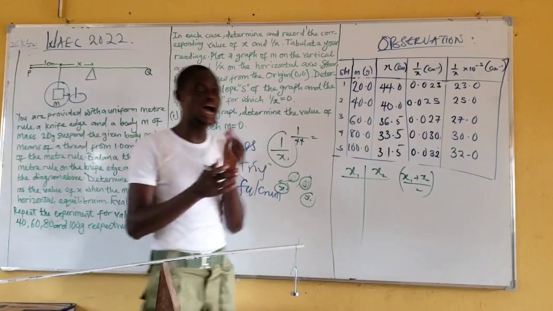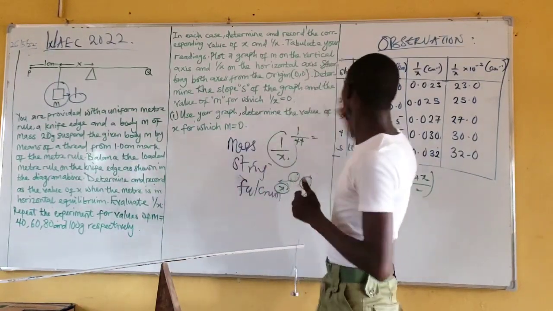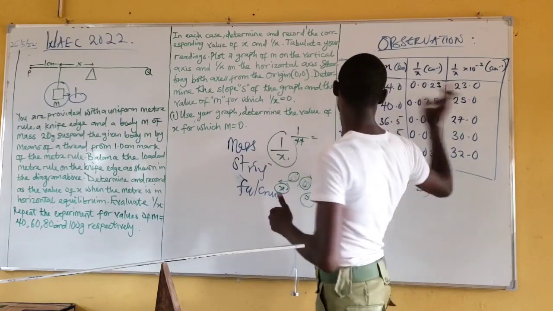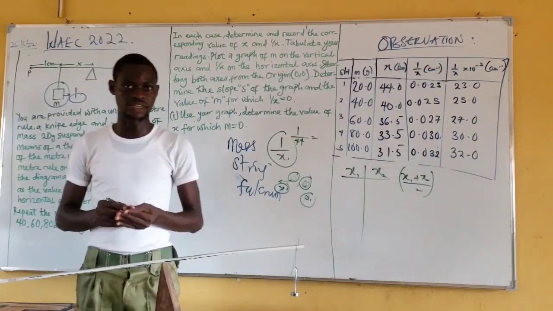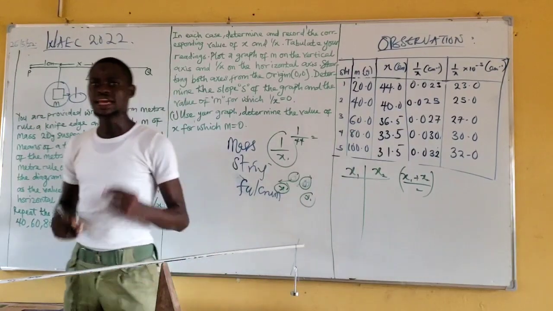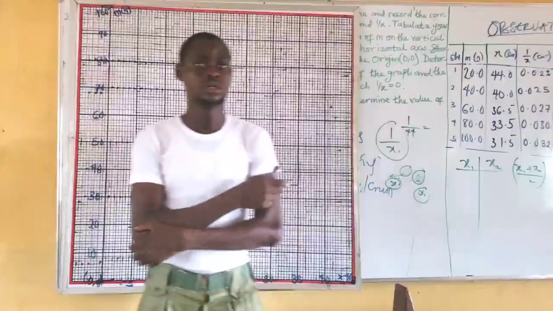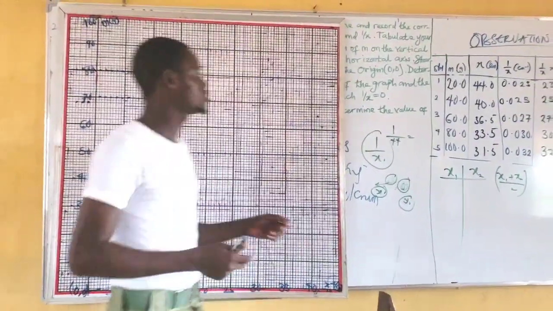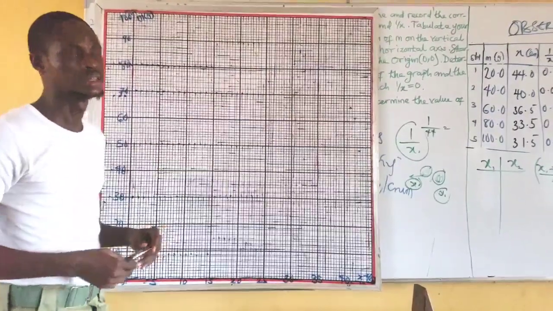Now, I'll be showing you how to plot the graph of this experiment in an easy way. Thank God that we've been able to write our values such that we can easily calculate the scale to use for the experiment. Altogether, now let's jump into plotting the graph of this experiment.